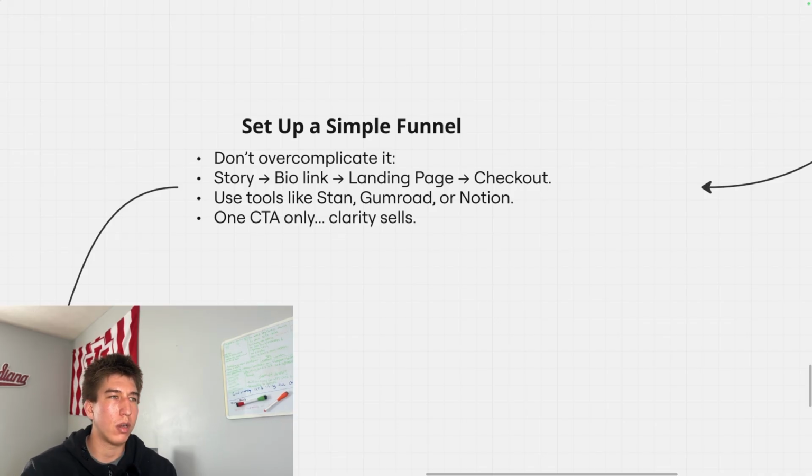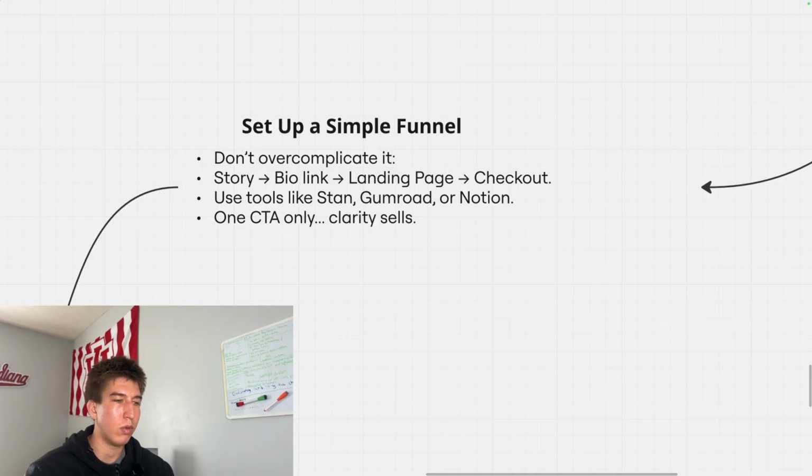So don't overcomplicate it. Like I said at the beginning, you should have your content, which most of your sales are going to come from stories. So you can have your content, your stories that send people to the bio link, that then send people to a landing page, that then send people to your checkout page. This is the easiest way to do it. And you can use tools like Stan, Gumroad. You can even use Notion to help you with the process. One call to action only.